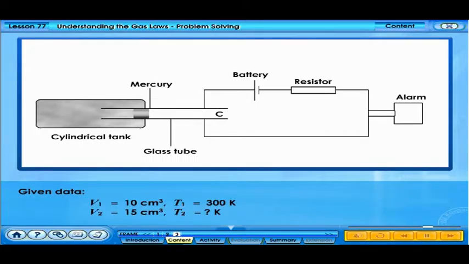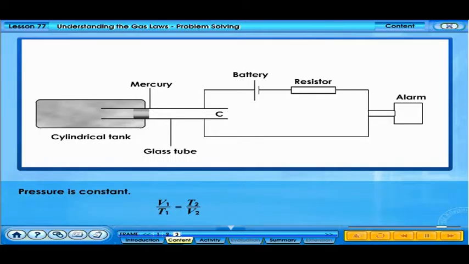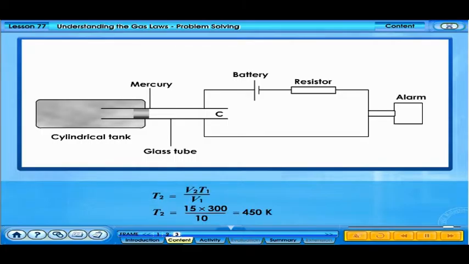Given data, V1 equals 10 cubic centimeters, T1 equals 300 Kelvin, V2 equals 15 cubic centimeters. Pressure is constant. V1 over T1 equals V2 over T2. T2 equals V2 T1 over V1. T2 equals 15 times 300 over 10 equals 450.